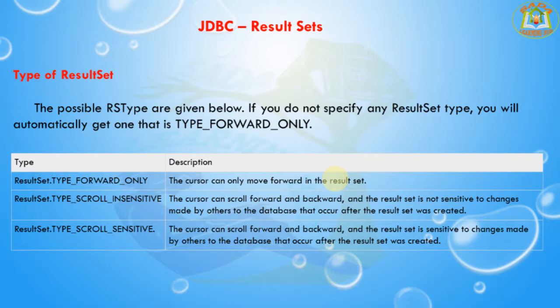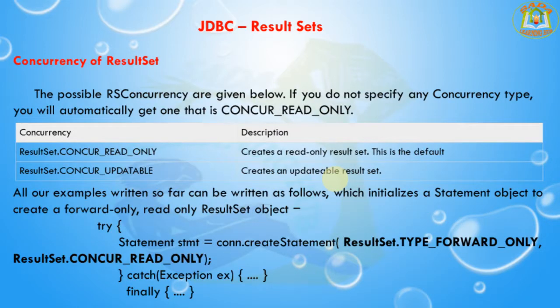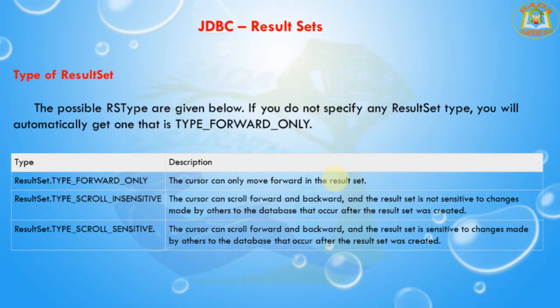Next, I am going to discuss types of result sets. The possible result set types are given below. See here the possible result set types. If you do not specify any result set type, you will automatically get one of the type forward only. There are three types of result set. The first one is TYPE_FORWARD_ONLY, which means the cursor can only move forward in the result set. The second one is TYPE_SCROLL_INSENSITIVE.